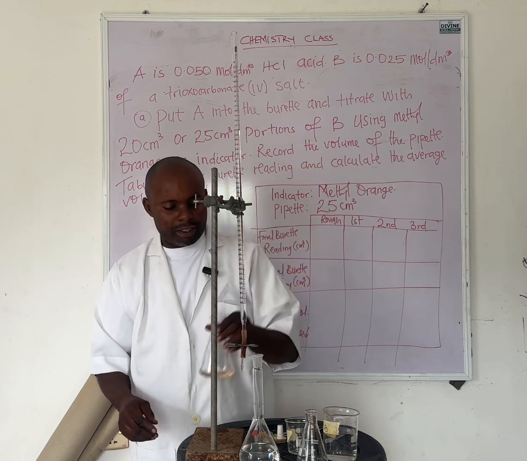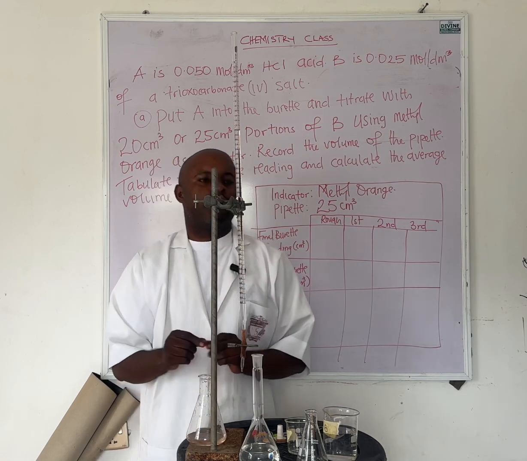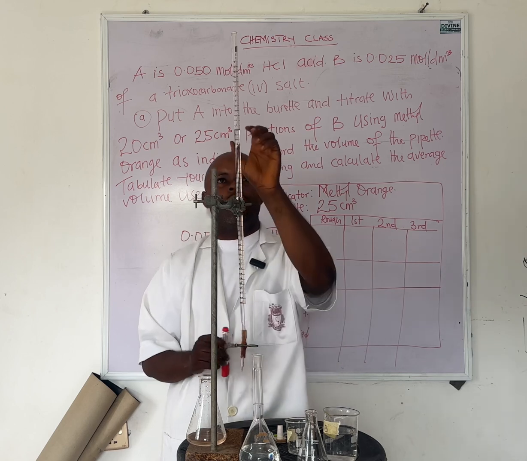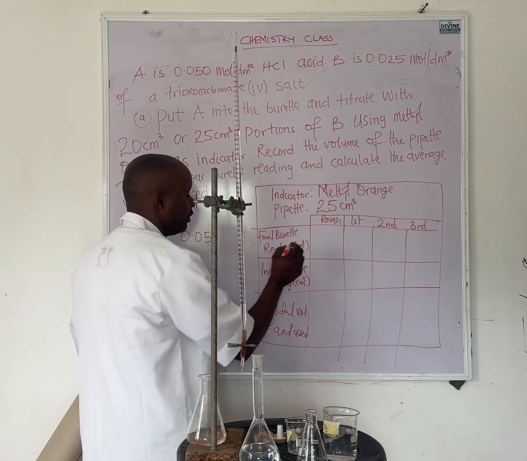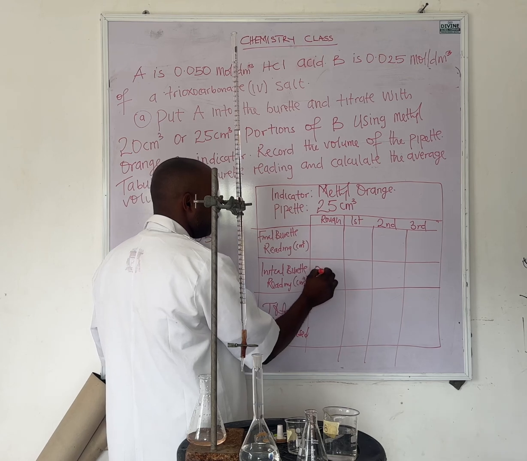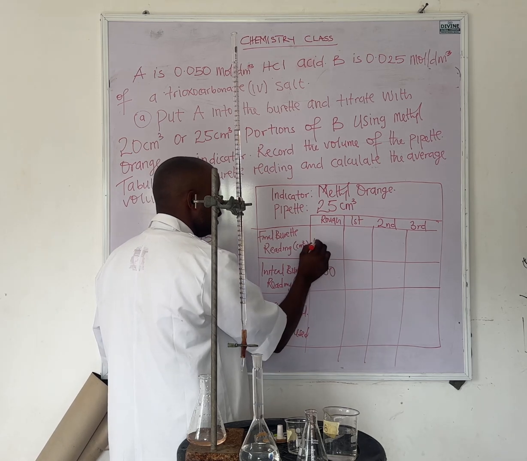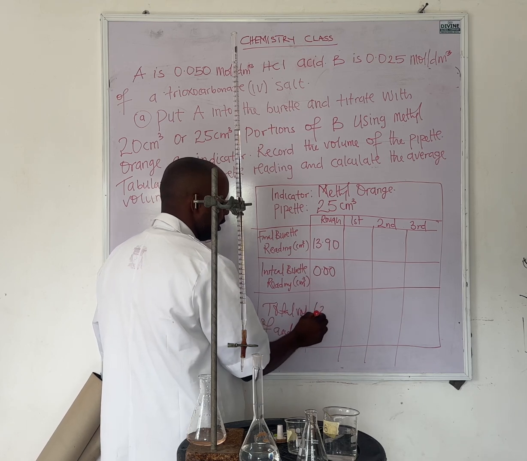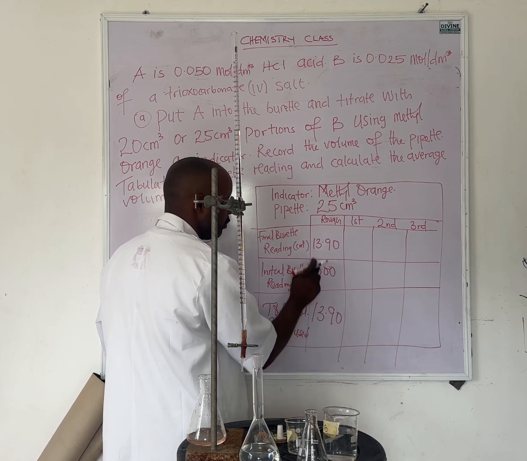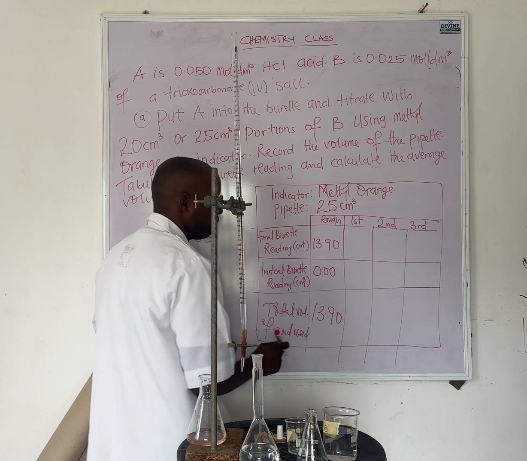So you look at your burette. When you check your burette, here I'm having 13.90. The rough, we started with 0.00. We have 13.90. So if we subtract this from this, we're going to have 13.90.